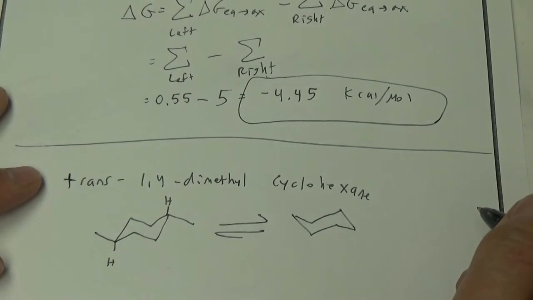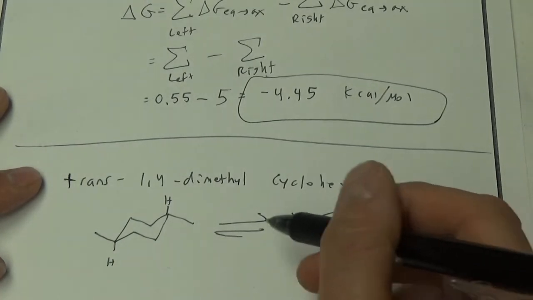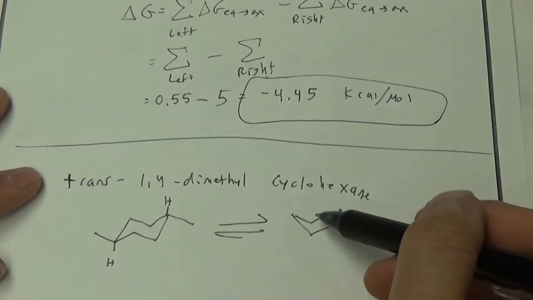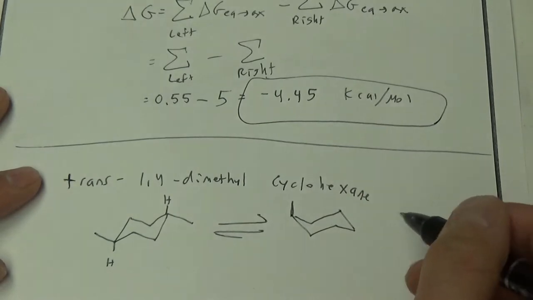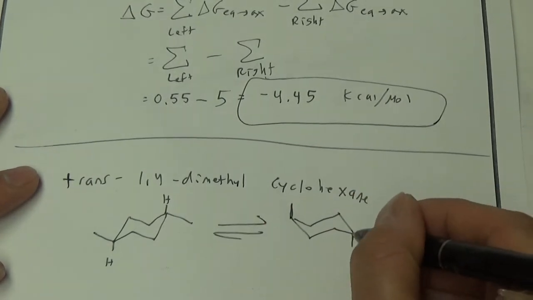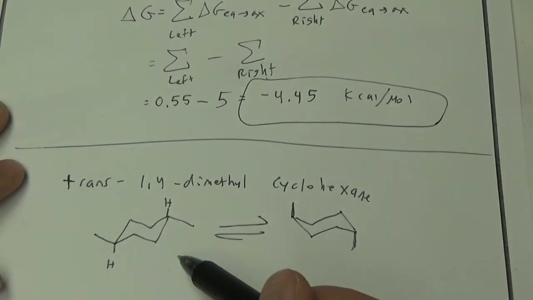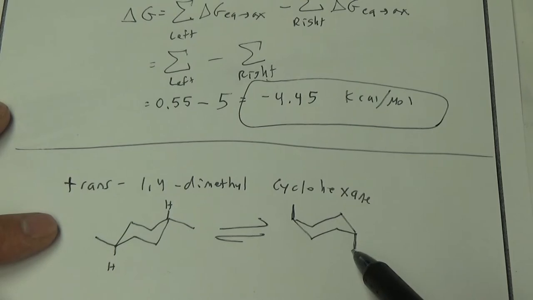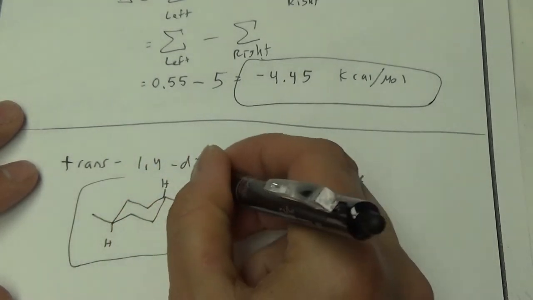Okay, where's my flipped form? So we'll put the methyls up in the top left and the bottom right. If this was up in equatorial, this has to be up in axial. If this was down in equatorial, this has to be down in axial. Okay, this looks weird. One has both equatorial, which is happy. One has both axial, which is pretty unhappy, right? So this will be pretty easy. We know it's going to be left favored.